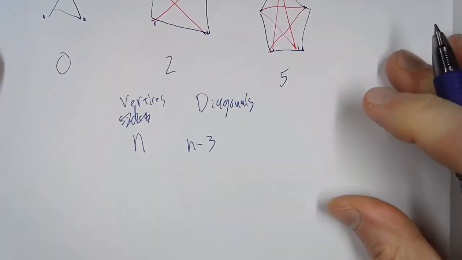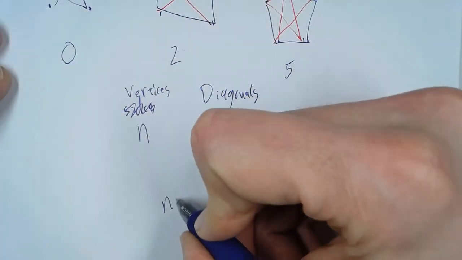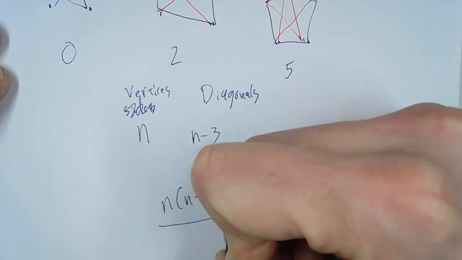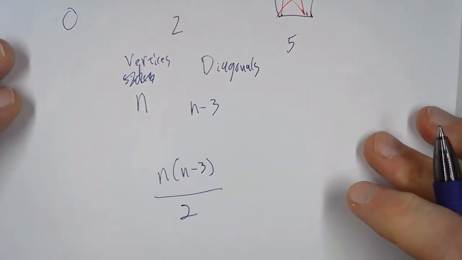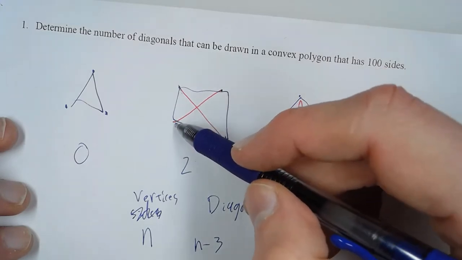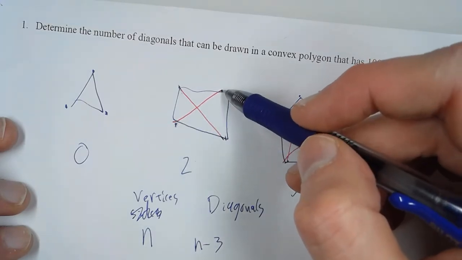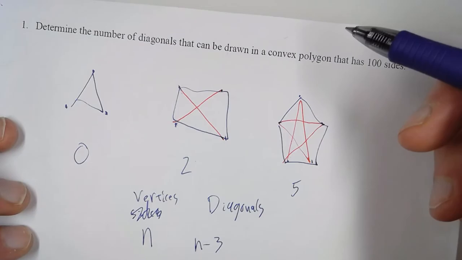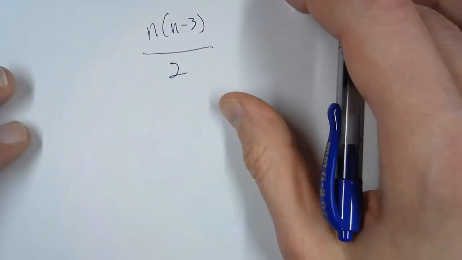So to get the total number of diagonals, then we take n times n minus 3 all over 2. We divide by 2 because in the example of this diagonal, it's being drawn from this one and from this one. Well, it's not going to count twice. It's only going to count once. So that's why we divide them by 2.